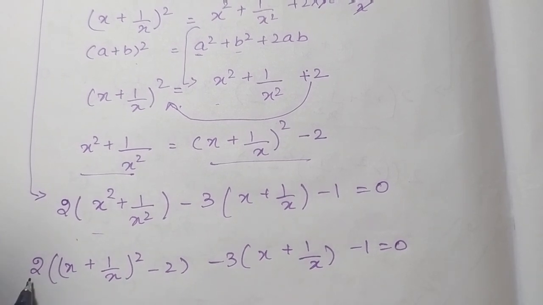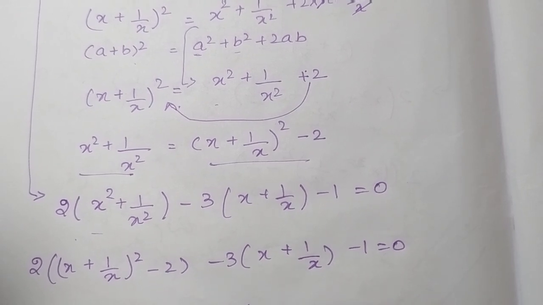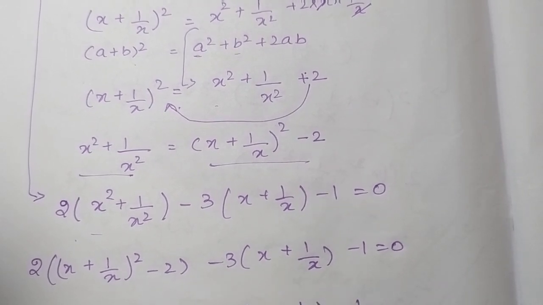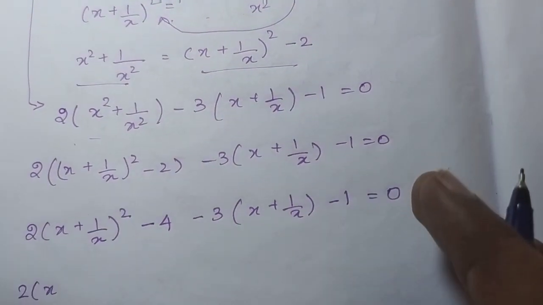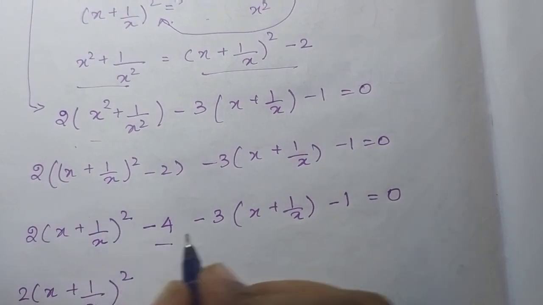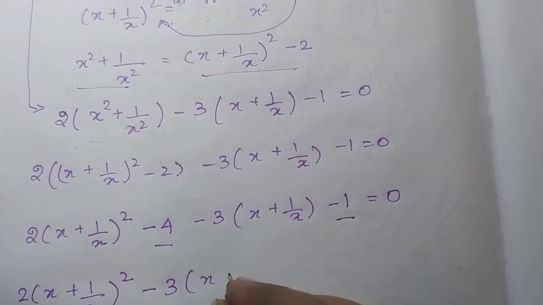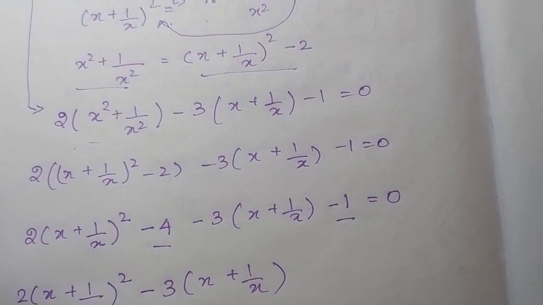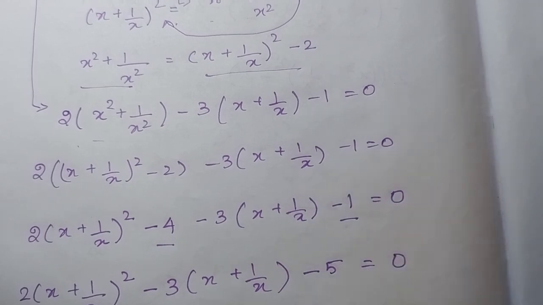Okay. Now, I am going to multiply these two inside. Therefore, (x plus 1 by x) the whole square, 2 into 2 is minus 4, minus 3 into (x plus 1 by x), minus 1 is equal to 0. Therefore, (x plus 1 by x) the whole square, this minus 4 and this minus 1 get added, so minus 3 (x plus 1 by x) minus 5 is equal to 0.